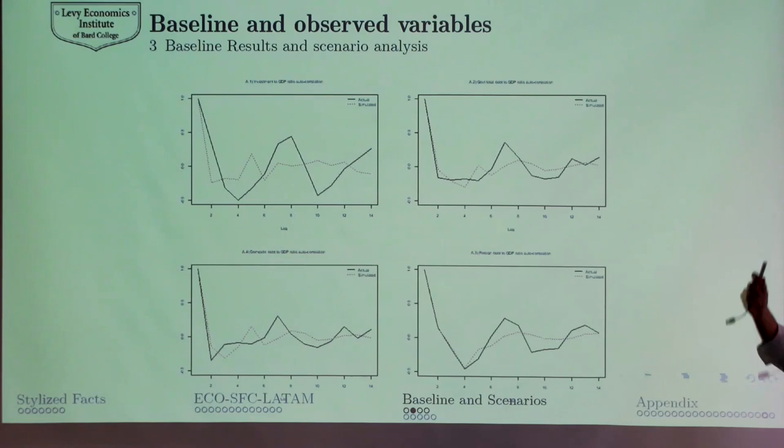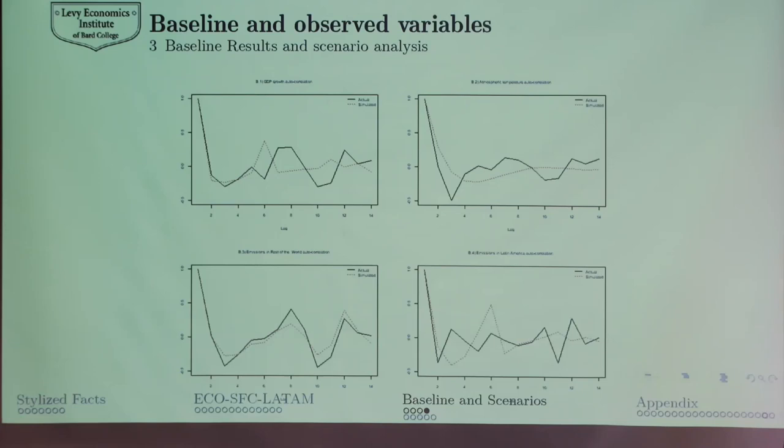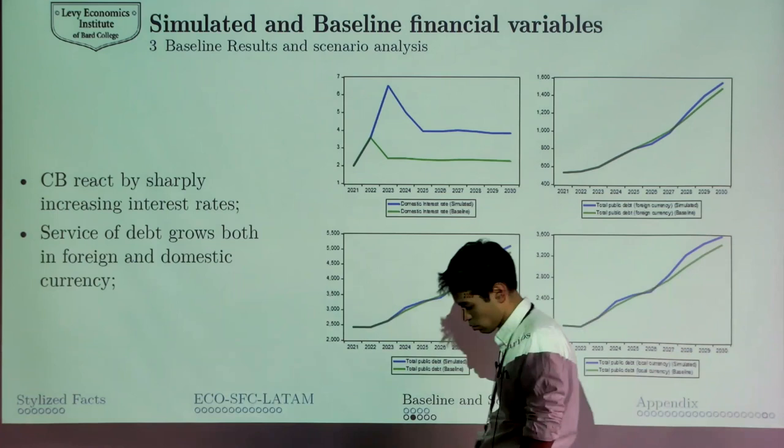This is actually the dynamic of the total foreign and local debt, nominal exchange rate, nominal interest rate, autocorrelation, investment, and other components of aggregate demand. So we have the simple scenario in which there is an increase of the benchmark interest rate, again because in our model this is really endogenous.